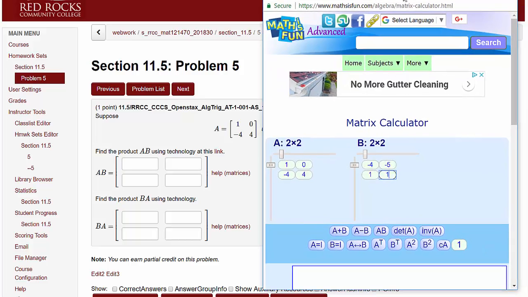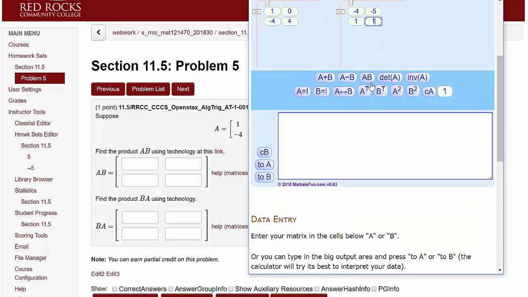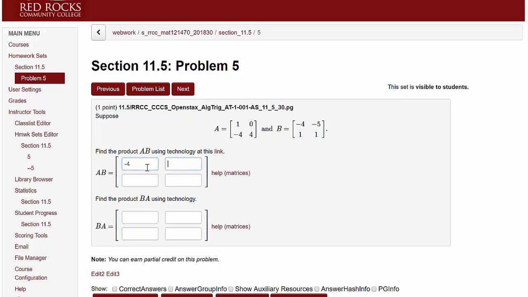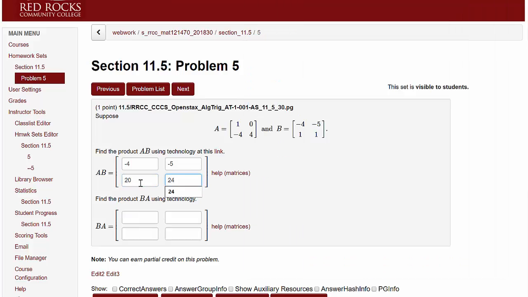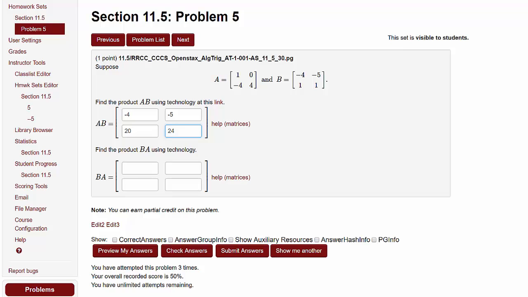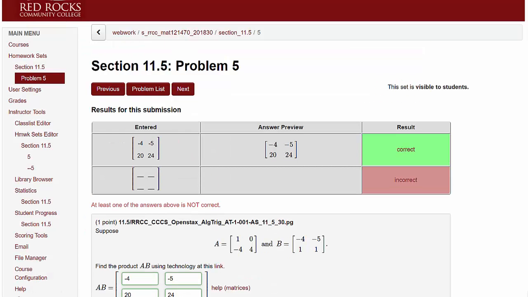Now this question is for the product of them. So A times B is the first one. You can do a whole bunch of things here, but here's the button I'm looking for. A times B does the multiplication for me. You can see that my first row is negative 4, 5, and my second row was what? It was 20, 24. I submit that. You can see I got it right. Haven't done the second part yet, but that's the idea for how it works.